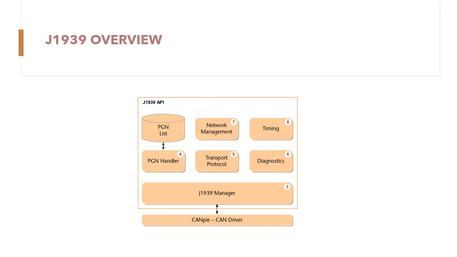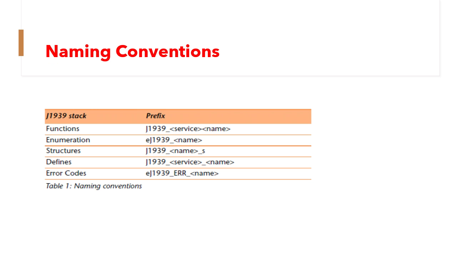So let's get into some of the naming conventions in J1939. All functions, structures, defines and constant values of the J1939 stack have the prefix J1939_. The following table shows the nomenclature. Functions are J1939_ followed by the service name. Enumerations are J1939_name. Structures are J1939_name_S. Defines are J1939_service and underscore name. Error codes are EJ1939 underscore error name. This is how the naming conventions would be used in our programming for J1939.